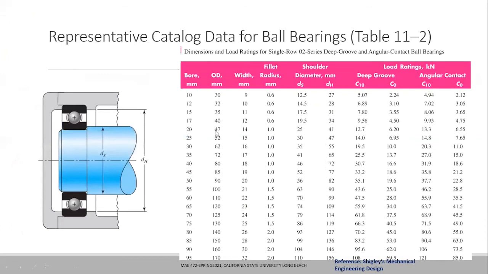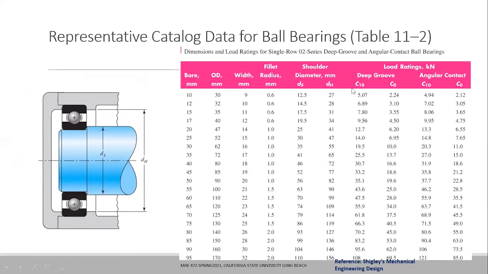This is one page of a manufacturer's catalog, and here you get options for different bearings. It has the bore, which basically means the internal diameter, the outer diameter, the weight, and the radius. These are all geometrical characteristics. DS and DH are the shoulder diameters for the shaft and the housing; these are recommended diameters. And this is the value that I was basically referring to.